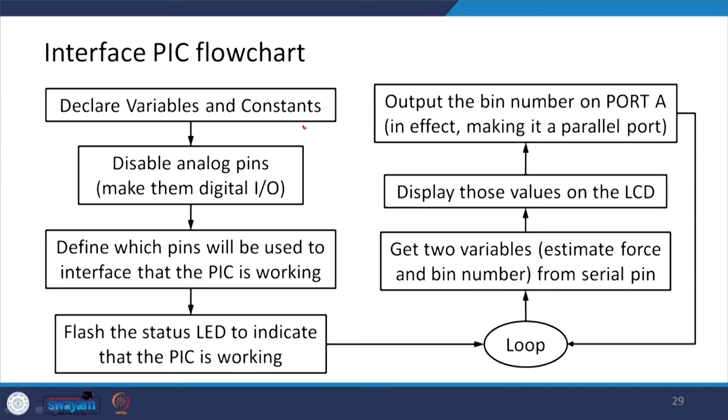Now, the interface PIC flow chart. If we look at it, declare variables and constants as is done usually, disable analog pins, make them digital input output pins, define which pin will be used to interface, flash the status LED to indicate that the PIC is working, and then we have a loop: get the two variables, estimated force and bin number, from the serial pin and display those values on the LCD and output the bin number on port A, in fact making it a parallel port, and then this can keep on going. So, this is the interface PIC flow chart.